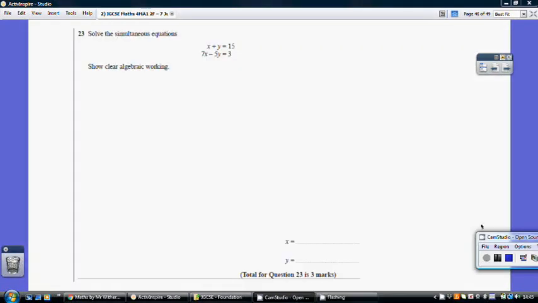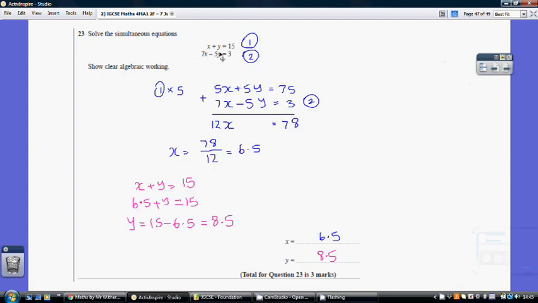Question 23. So, in order to eliminate either x or y, I need to have the same number of x's or the same number of y's across both equations. So I'm going to take my equation number 1, this first one, and choose to multiply throughout by 5, giving me 5x and 5y. I can then eliminate the y's. So multiplying the first equation by 5, I get 5x plus 5y equals 75.